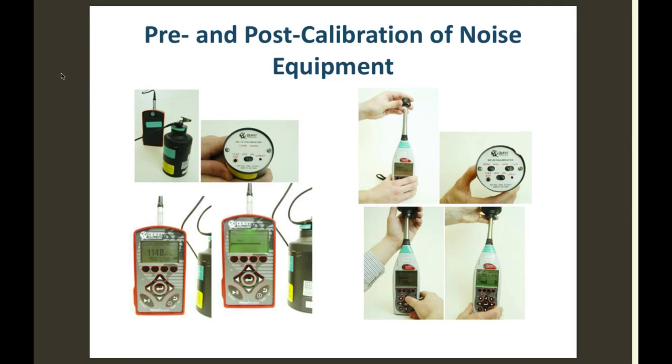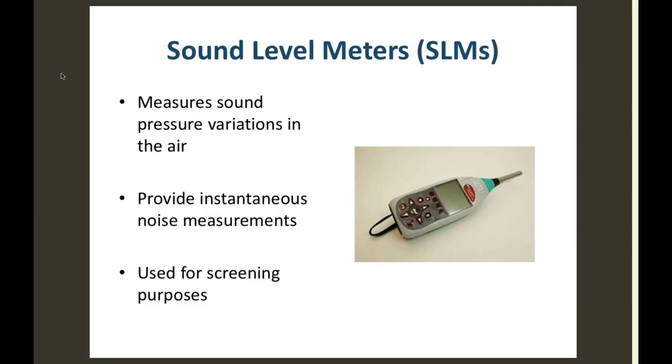Okay. So, sound level meters. This measures the sound pressure variations in the air. That's your SPL, your sound pressure level, in micropascals and so on and so forth. It provides basically instantaneous readings. That's not really true. It actually reads over a short period of time, from milliseconds up to say a full second.